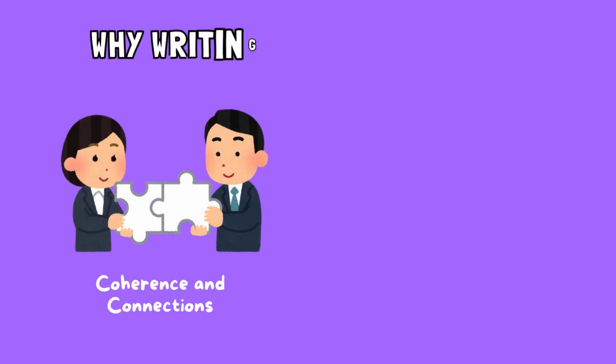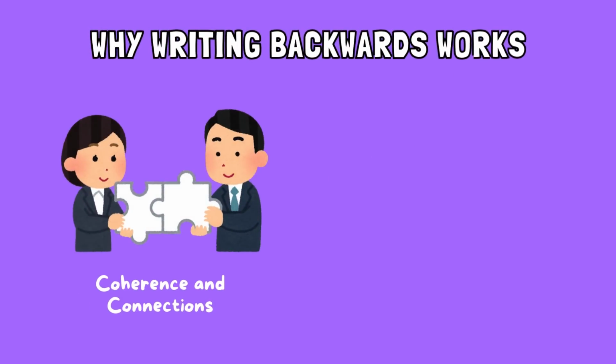So why is writing backwards a useful technique for writers? Well, our brains naturally seek coherence and connections. When you know where your story ends, every plot point, character decision, and story element can be purposefully designed to lead to that conclusion. This creates a stronger narrative causality, where every scene has a clear purpose.